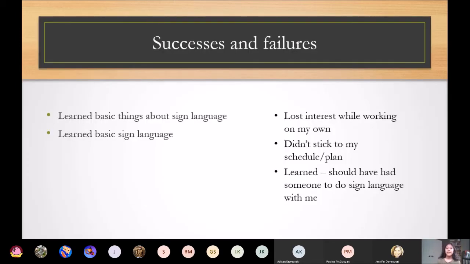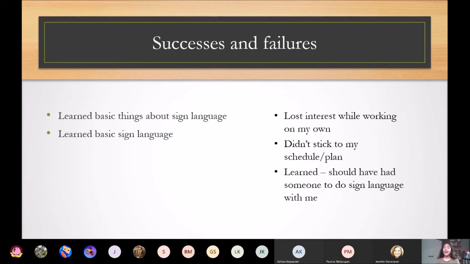Some of my successes and failures. A success I had was that I learned some history about sign language that I never knew before I started. I also learned some basic sign language. I started off with the ABCs, and then I moved up to the colors and some animals, relatives. Some of my failures were that I kind of lost interest while working on it. I started to not enjoy it.